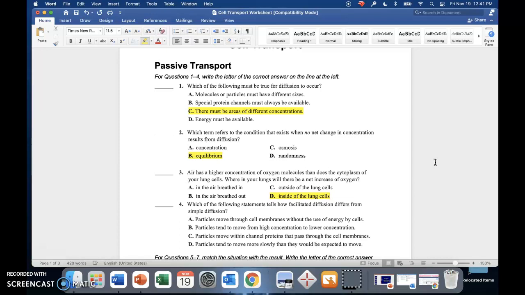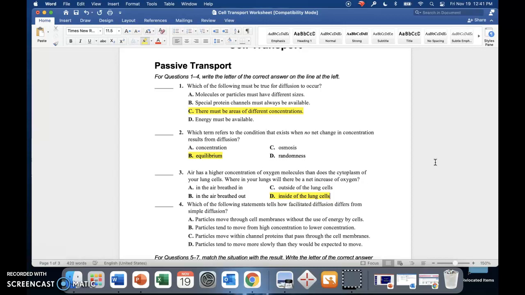Okay, that leads us to number 4. Which of the following statements tells how facilitated diffusion differs from simple diffusion? Facilitated means that it needs help. And as I went over this in class, I told you that sometimes particles are so big they can't get through. So they need some help getting across the membrane.